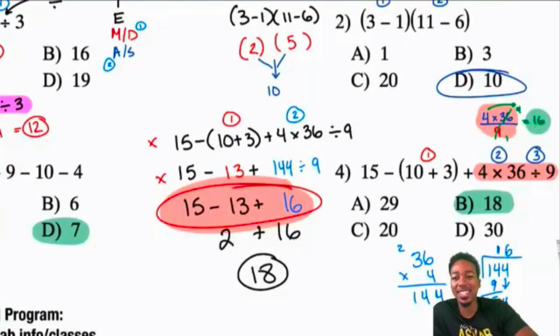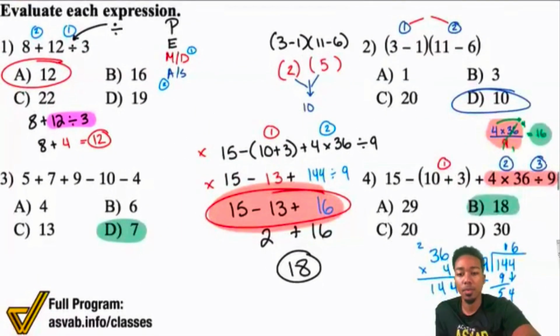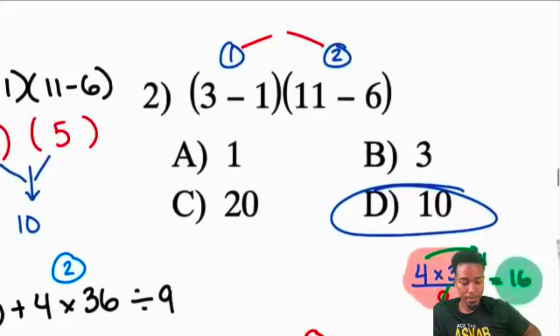Go ahead, Cassidy. What's going on, Cassidy? Okay, so number 2, it doesn't matter if you subtract them from left to right. You still get the right answer, right? Yeah, because 3 minus 1 is still 2. 11 minus 6 is still 5. And then you multiply and you get 10. Oh, okay, I got it.